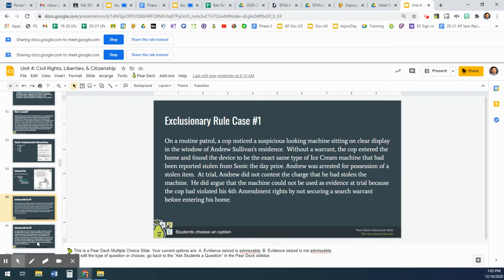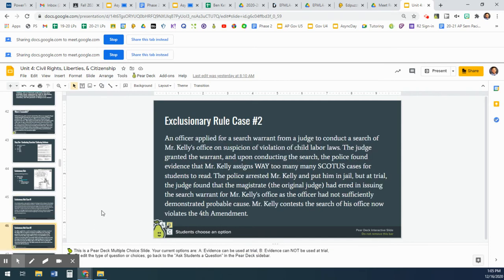All right, here's another one. Let's see if this one makes sense. An officer applied for a search warrant from a judge to conduct a search of Mr. Kelly's office on suspicion of violation of child labor laws. The judge granted the warrant, and upon conducting the search, the police found evidence that Mr. Kelly assigns way too many SCOTUS cases for students to read. The police arrested Mr. Kelly and put him in jail.